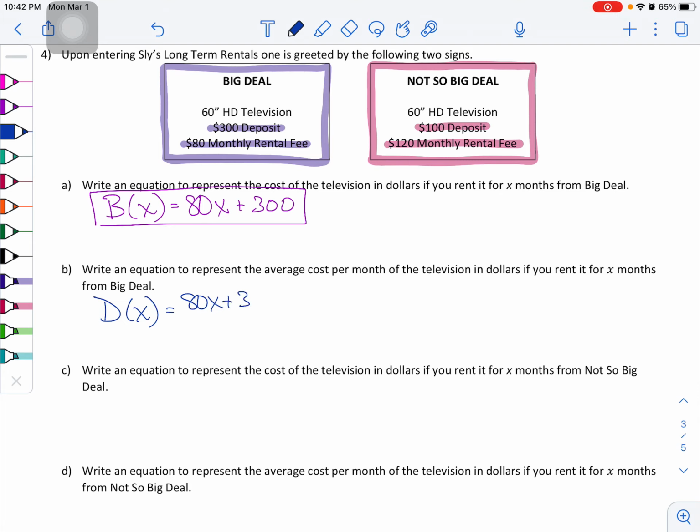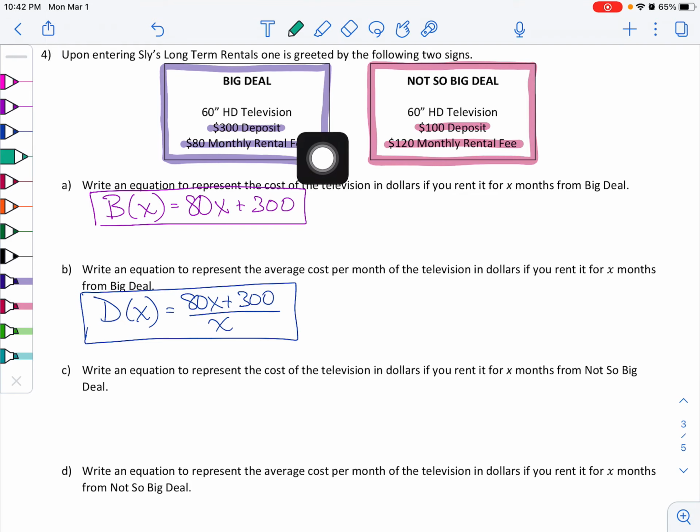So I'm going to do D of X. B and D for Big Deal. I don't know. I'll figure it out eventually. Average cost, I'm going to take the total cost, so 80X plus 300, and divide by X. All right. However many months you have that TV would be your average cost. Then if you take the total cost, divide by X.